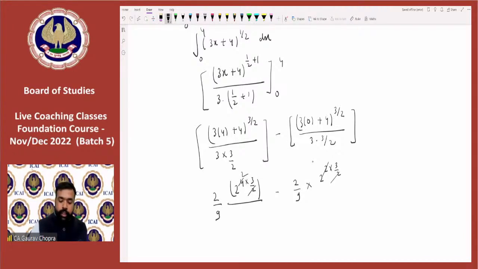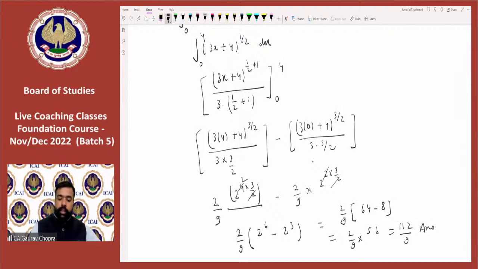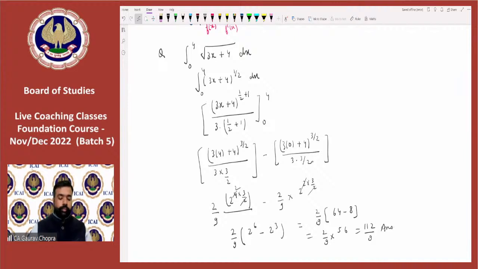So here let's do the cancellation and get the result. 2 by 9 is common. So 2 to the power of 6 minus 2 to the power of 3. So what is 2 to the power of 6? 64 minus 8. How much? 56. So 112 upon 9 becomes the final answer. 112 upon 9.